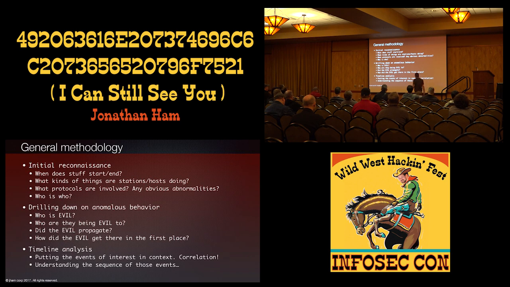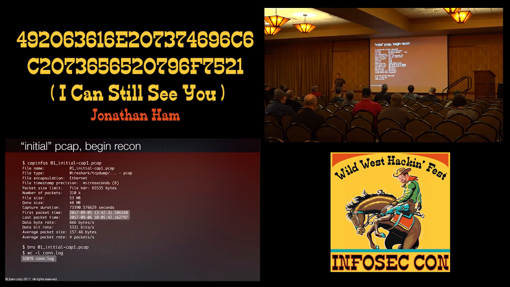Then, any anomalous behavior I would look at and drill down to see who's the evil. Who are they being evil to? And did they propagate? But most important, how did the evil get there in the first place? If I see an evil host, how did it become evil? I need to know that as an investigator, right? And all of this around timeline analysis, putting all the events that I observe into an understandable sequence of events of interest, right?